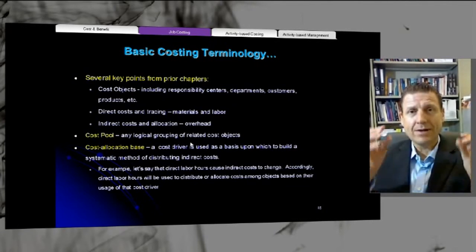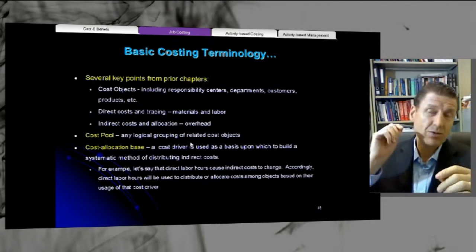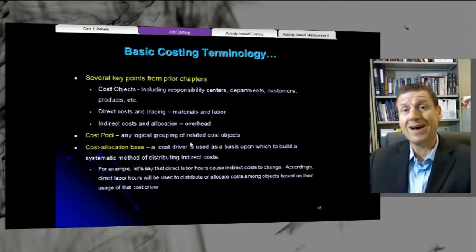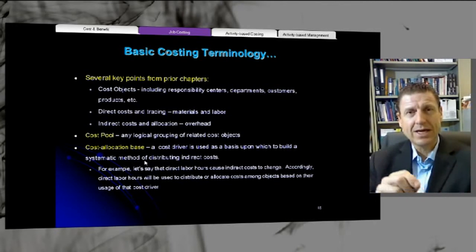So there you have it. These are really big points that you need to understand with cost terminology. We've got cost objects, we've got direct costs and tracing, we've got indirect costs, we've got the cost pool and the cost allocation base. So we'll see you in the next session where we actually go through an actual job costing example to understand how allocation of costs can actually improve the accuracy of your decision making.